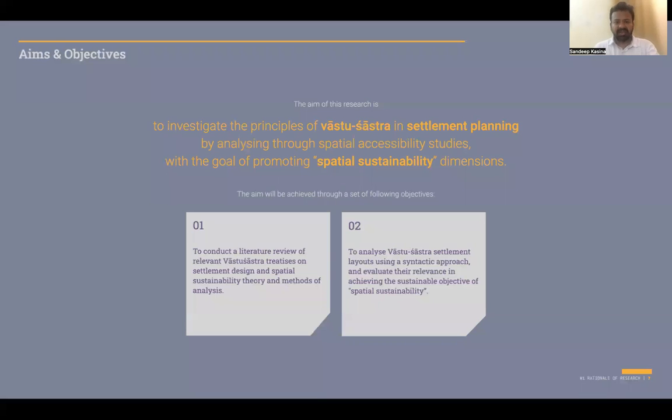This research aims to investigate the principles of Vaastu Shastra in settlement planning by analyzing them through spatial accessibility studies, with the goal of promoting spatial sustainability dimensions.